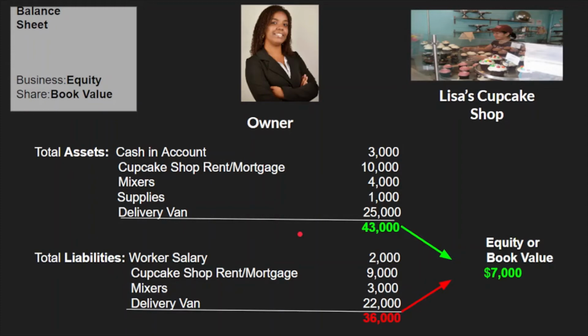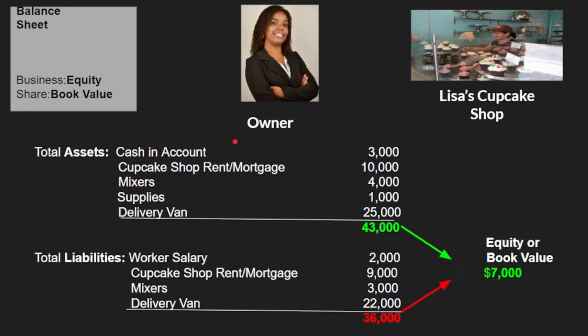Now let's look at it. This is her balance sheet. She has $3,000 in her cash account, $10,000 in rent or mortgage for the cupcake shop, $4,000 in mixers, $1,000 in supplies, and a delivery van of $25,000. So she has a total of $43,000 in assets in this company.